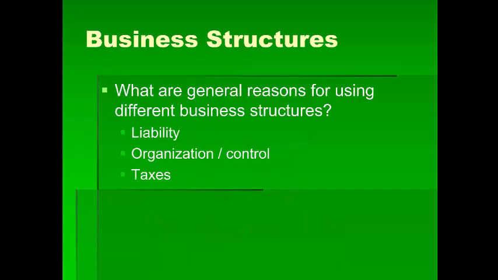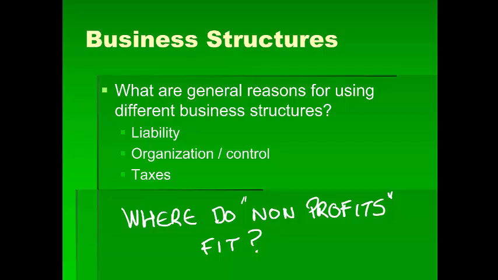All right, so business structures. There are some general reasons why people in business will set up business entities like corporations or LLCs. They want protection against liability. They want to set up some sort of structure where they've got organization and certain control. And certain business structures, depending on the type of business, can have a tax advantage. A lot of times people ask me about nonprofits, and they're confused and they say, where do these fit in?